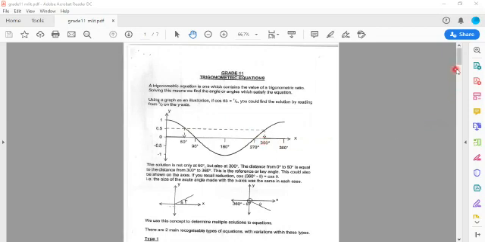We also must remember that we need to take note of our CAST diagram. Remember, in our first quadrant, this is theta. In our second quadrant, this is 180 minus theta. In our third quadrant, this is 180 plus theta. And in our fourth quadrant, it's 360 minus theta.